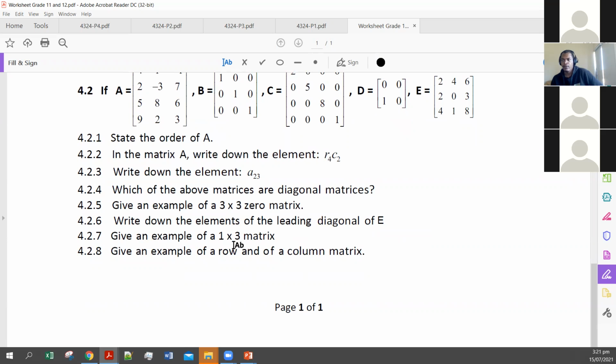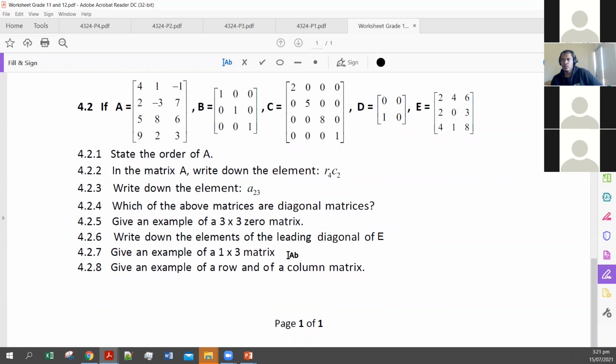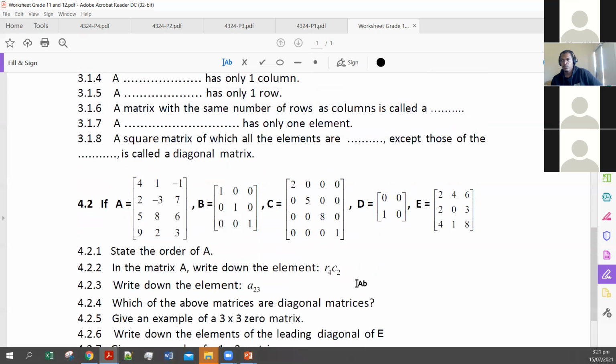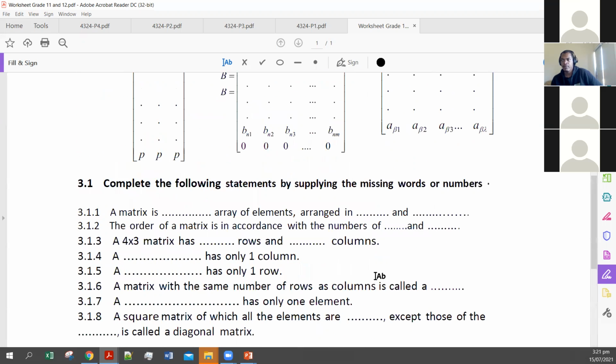Give an example of a 1 by 3 matrix. Some of the questions you will have to write in your cell if it's not available there. For example, for the questions that give examples of matrices, you have to write them in. Give an example of a row matrix and a column matrix. It's also just to see, do you understand the basics?